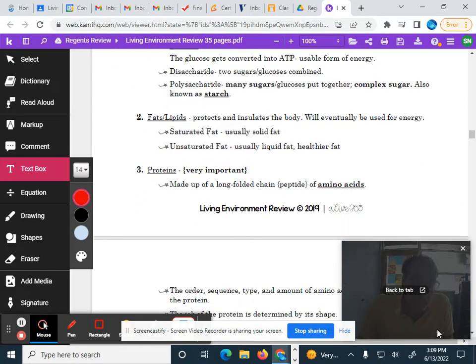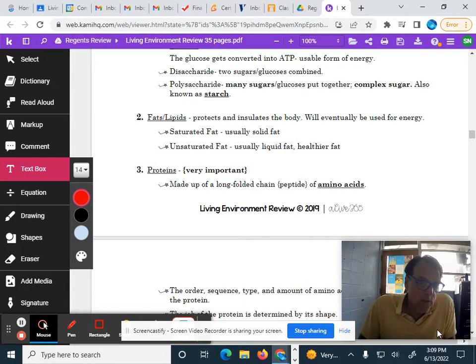Fats are lipids. So oils are also lipids. Fats are solid at room temperature. Oils are liquids at room temperature. Saturated fats are solid fats. Unsaturated fats are usually liquids like olive oil. Saturated fats: butter, Crisco shortening, margarine.